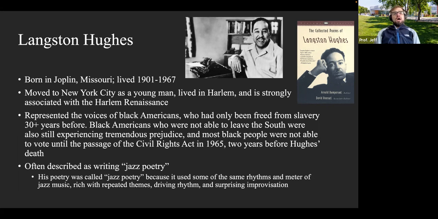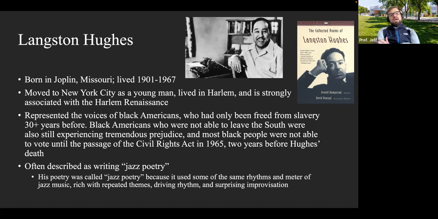And as I say here in the third point, Langston Hughes represented the voices of Black Americans who had only been freed from slavery about 30 years before. And Black Americans who were not able to leave the South were also still experiencing tremendous prejudice and injustice. Even though slavery was over in the Southern states, horrible racism existed until the passage of the Civil Rights Act in 1965. Langston Hughes did live to see the passage of the Civil Rights Act, when Black people were given the right to vote and a lot of other rights that they had been denied historically. His poetry is connected to all this, to the history of African Americans, the deeper themes they were going through, and also some of the specific rhythms connected to the music and the language that Black people were using.